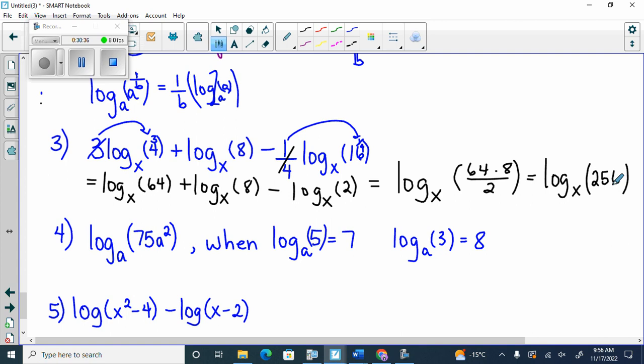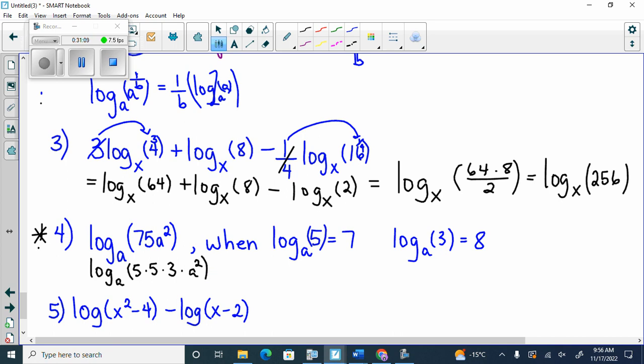Star this baby. Because I know that if I have a to the 5, I can replace it with 7. I know if I have a to the 3, I can replace it with 8. But I have a to the 75. Can I make 75 be 5s and 3s? Yes. What can I make it be? Log base a of 5 times 5 times 3 times a squared. And now I can separate them.